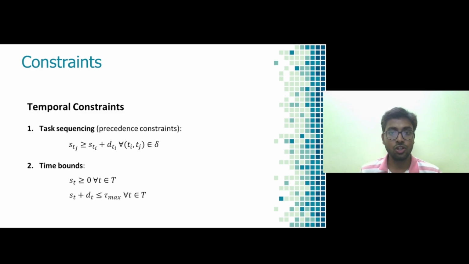Now we come to the constraints of our problem. Our first constraint is task sequencing. We use this constraint so that, let's say, in the directed acyclic graph there's an edge from cutting the potato to the boiling of the potato, then we make sure that the cutting of the potato and the boiling of the potato do not get assigned at the same time. Our second constraint is time bounds, such that each task gets completed within its assigned time and does not take more time than it is assigned.